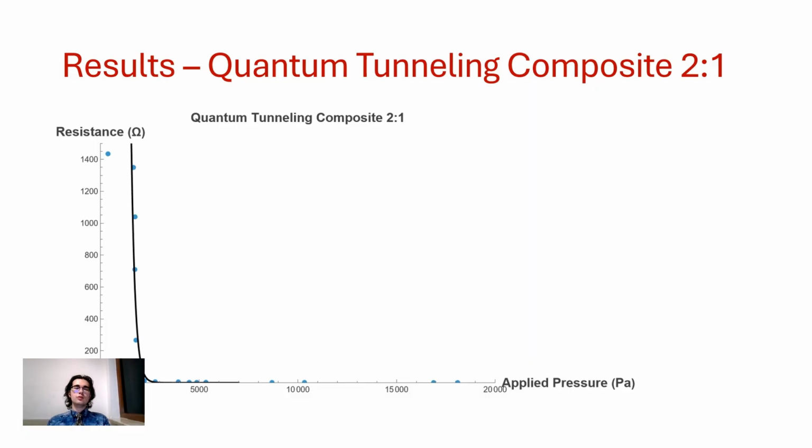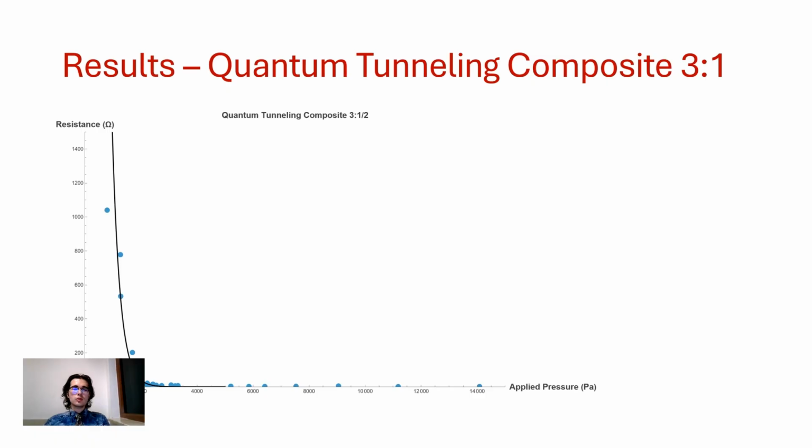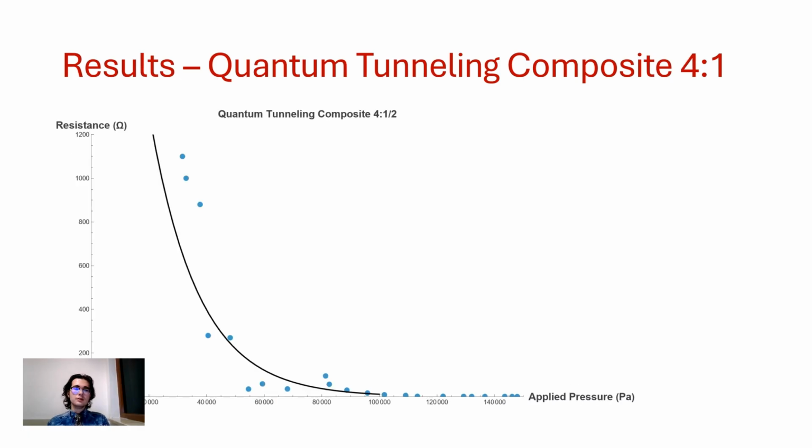And for our quantum tunneling composites, as you can see, the resistance is very high with no pressure applied. But once we start applying it, it drops very fast until the resistance is about a few ohms. And here's the result for the 3 to 1 mass ratio quantum tunneling composite. Again, an exponential relationship. And here it is similarly for the 4 to 1 mass ratio quantum tunneling composite.